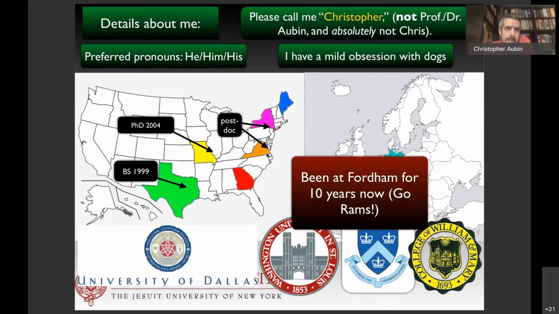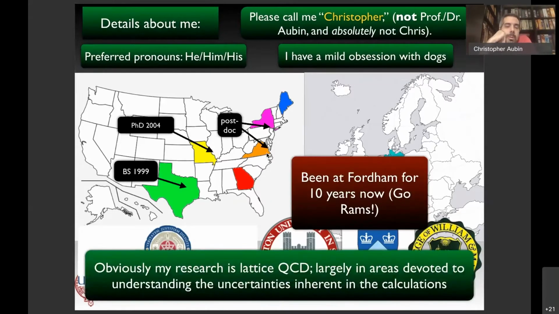Now I'm an associate professor here, doing a lot of teaching because we have no PhD program at Fordham, but we have a pretty good undergraduate program, I like to think. And obviously, as you know, my research is focused on Lattice QCD. Largely, it's focused on areas devoted to a lot of what we'll talk about today, understanding the errors and the uncertainties that are inherent in the calculations, in the simulations that you do.